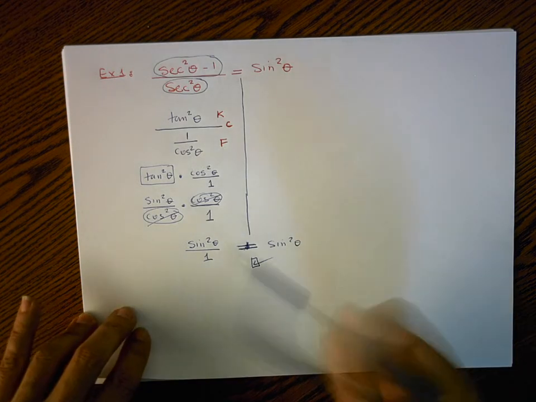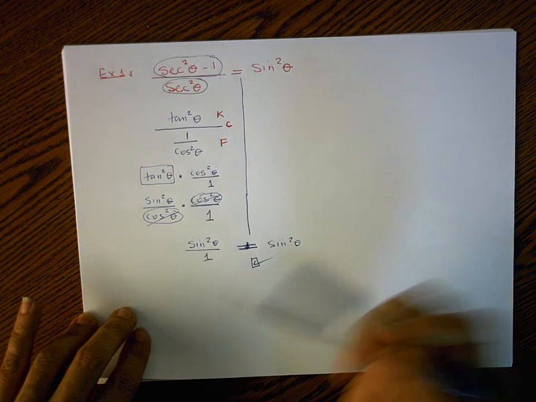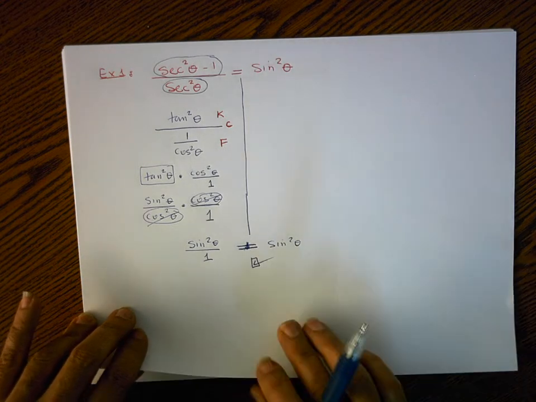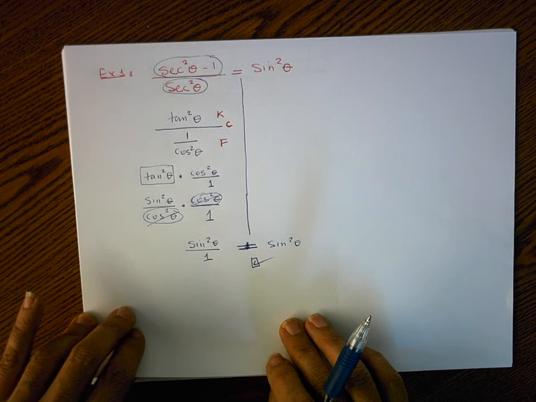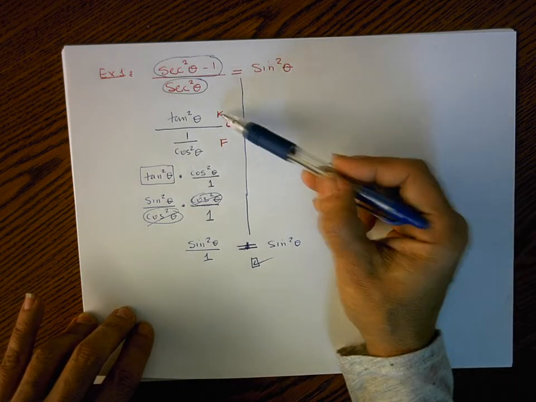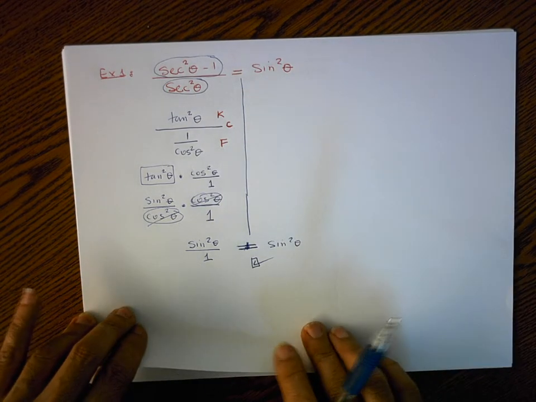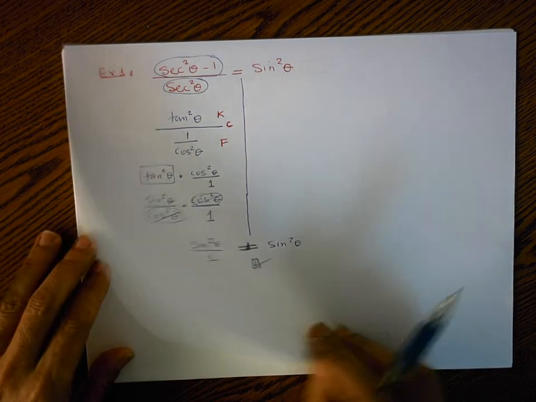You will see the ideas and techniques I used here on your homework, so please keep these notes organized the way I have them here. I used keep, change, flip. I substituted for trig identities. Okay? All right, let's try another example.